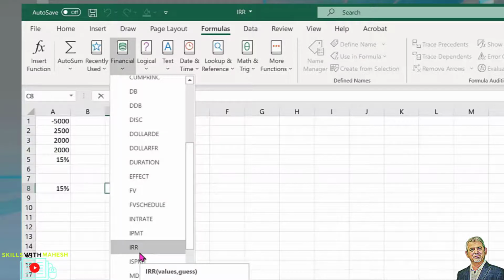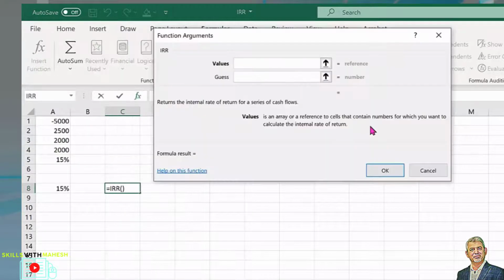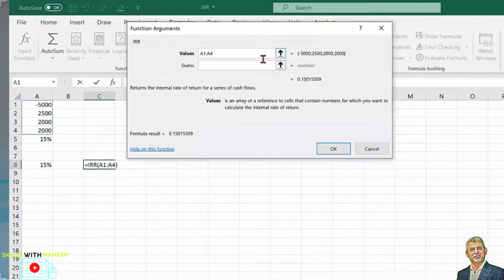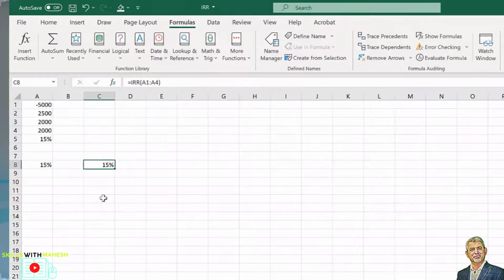I will click that, and it asks how many series of cash flows you want. I said A1 to A4. I don't think I have to take any guesses for this. I click OK and here is the internal rate of return. This is another way to compute it. When you know a software, there are many ways you can do the same thing.